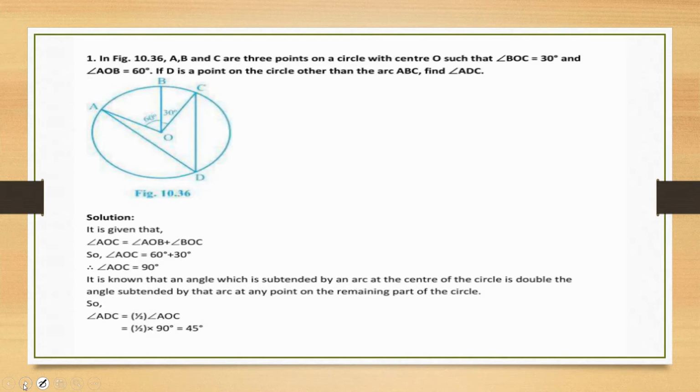It is known that an angle which is subtended by an arc at the center of the circle is double the angle subtended by the same arc at any other point on the remaining part of the circle. So, angle ADC is equal to half angle AOC, and angle AOC measures 90 degree. So, half of 90 degree is equal to 45 degree. And angle ADC is now 45 degree.